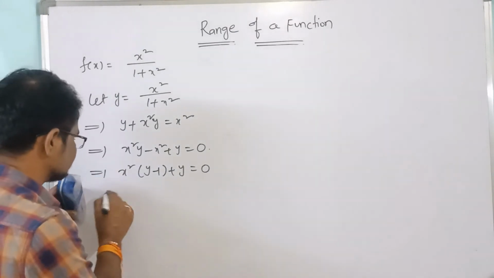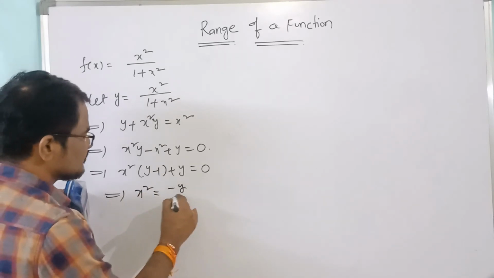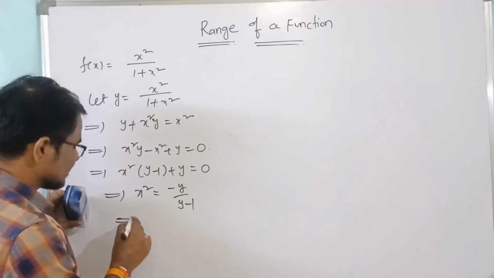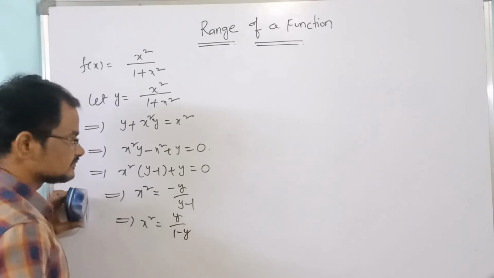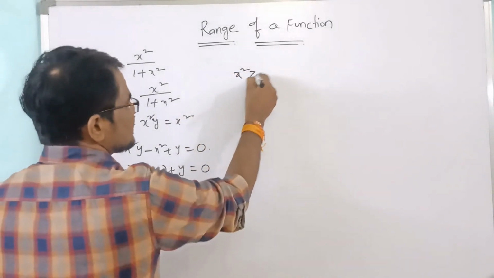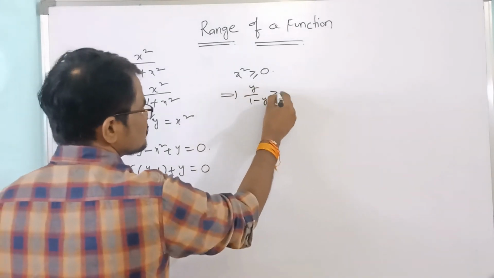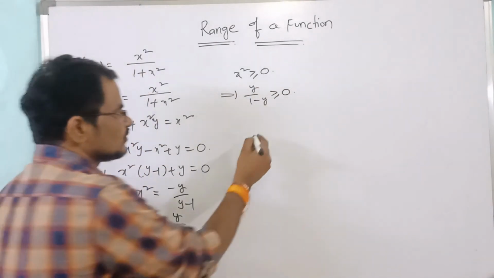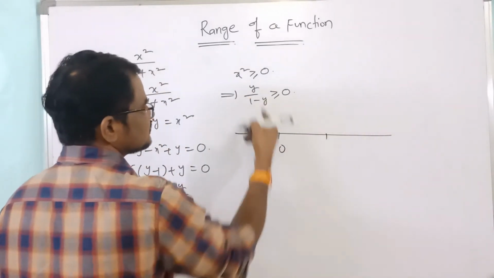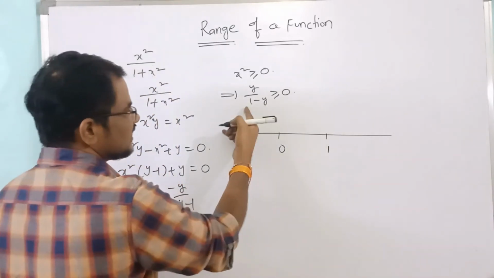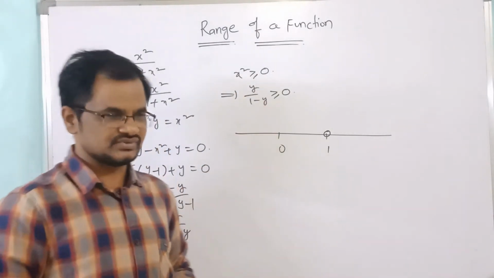Suppose x square common, that implies x square equal to minus y by y minus 1. That implies x square equal to y by 1 minus y. We know that x square is greater than or equal to 0. Now that implies y by 1 minus y is also greater than or equal to 0. Now take the critical points on the real number line. So here 0 and here 1. But y is not equal to 1, because if you take y equal to 1, the denominator is 0, it is not allowed.